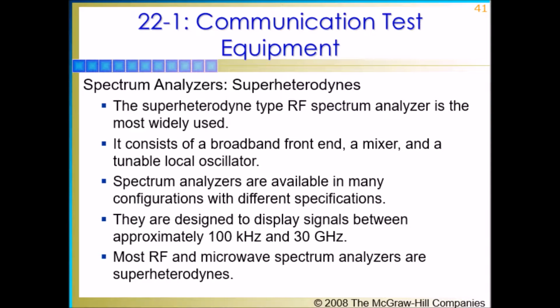Superheterodynes are the most widely used RF spectrum analyzer. It consists of a broadband front end, a mixer, and a tunable local oscillator. The frequency range of the input is restricted to some upper limit by a low-pass filter in the input.